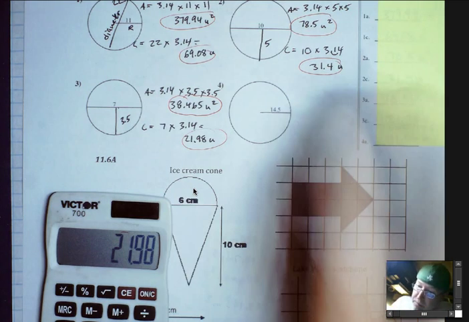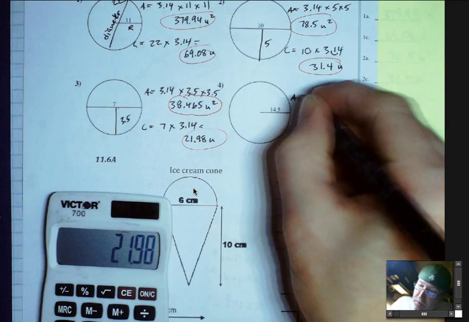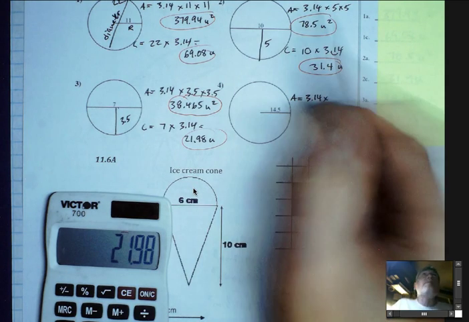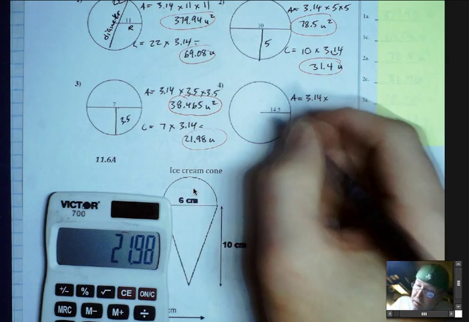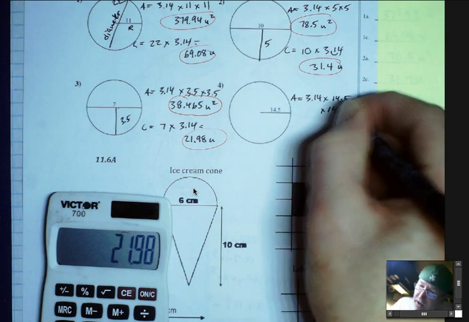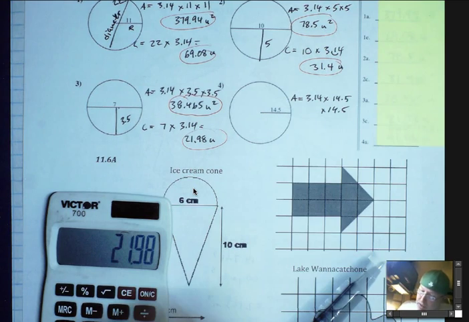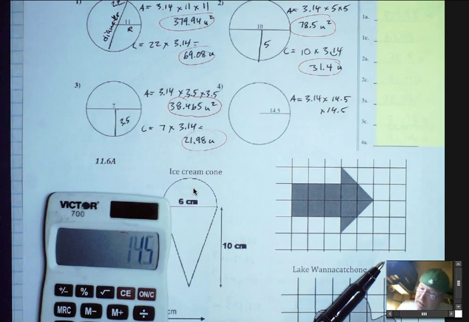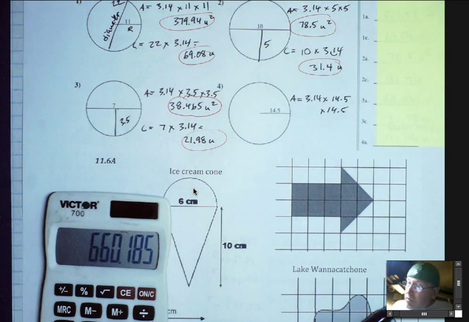Get ourselves set up here for success. Area is equal to 3.14 times. Now, area is radius times radius, so it's going to be 14.5 times 14.5. So clear this out. 3.14 times 14.5 times 14.5. And that's equal to 660.185.